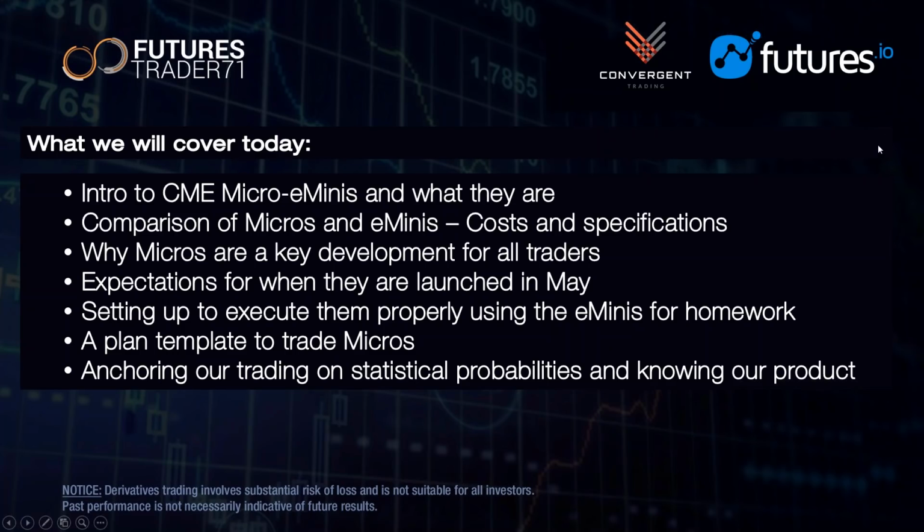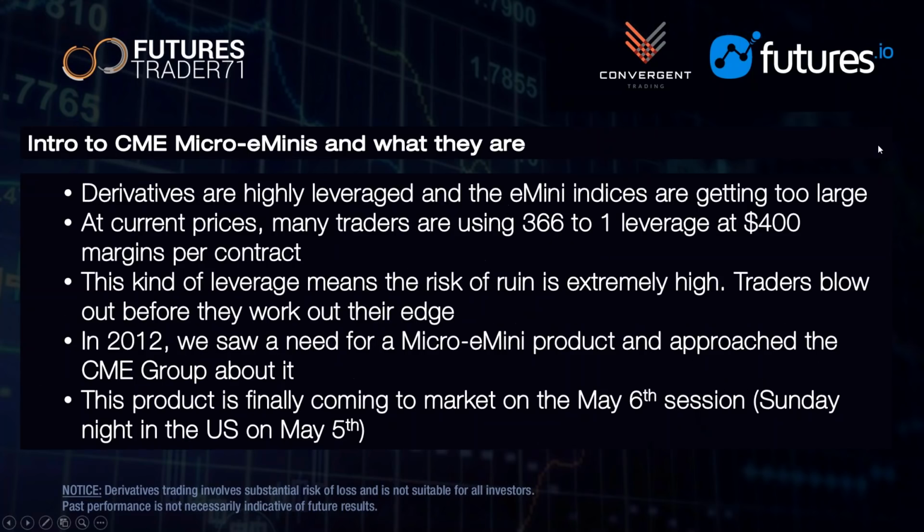There's spreadsheets and charts and things that I want to share with you. First of all, let's just intro these micro e-minis and what they are. Remember, derivatives are highly leveraged, and we're at a point with the e-mini indices where they're getting pretty large, right? The value of the S&P is the number of points that the price is at, which is currently at 2930-ish, 2935, and multiplied by 50 because it's worth $50 a point.